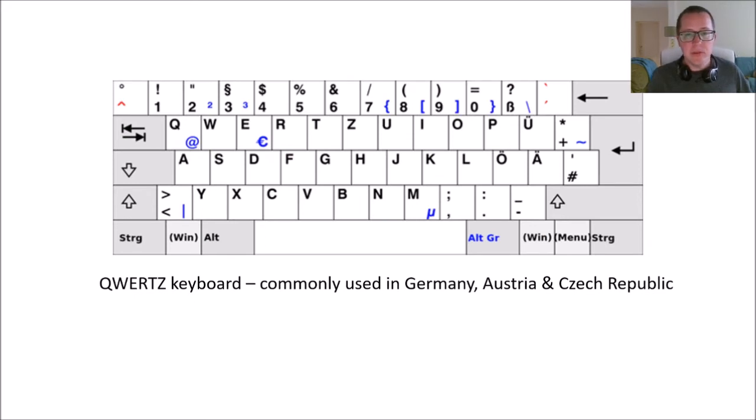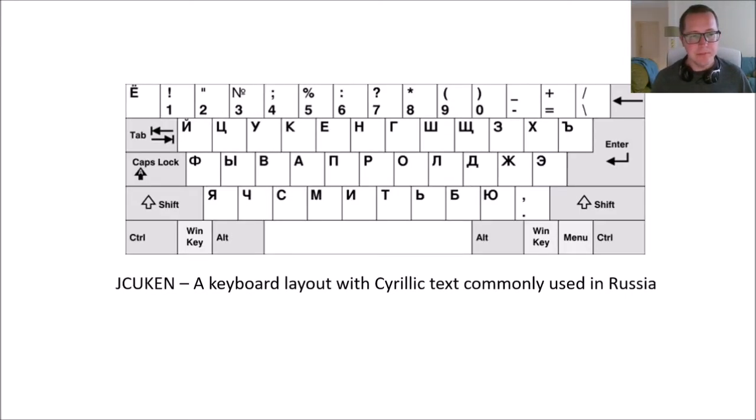There's one called QWERTZ that's used in Germany, Austria and the Czech Republic and surrounding areas, and I'm not going to go through every single difference on there. You can see for yourself that it's got umlauts and that sort of thing on the sides of the keys, and the layout's slightly different. You've got the Z in a different place to the Y. So yeah, a few differences there.